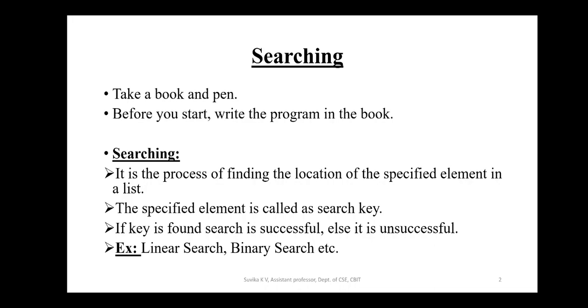What is searching? Consider you have a book in your home, in your cupboard there is a book called CPPS. If you want to search for a particular book in your cupboard, you need to know which book, right? In the same way, searching is nothing but finding the location of a specified element in a particular list. Whatever you are going to search, we call it the key. If you find that key, we call the search successful. If it is not there, we call it unsuccessful.